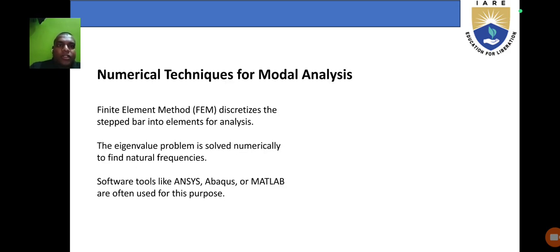Numerical techniques for modal analysis. Finite element methods divide the stepped bar into elements for analysis. The eigenvalue problem is solved numerically to find natural frequencies. Software tools like ANSYS, Abaqus, or MATLAB are often used for this purpose.